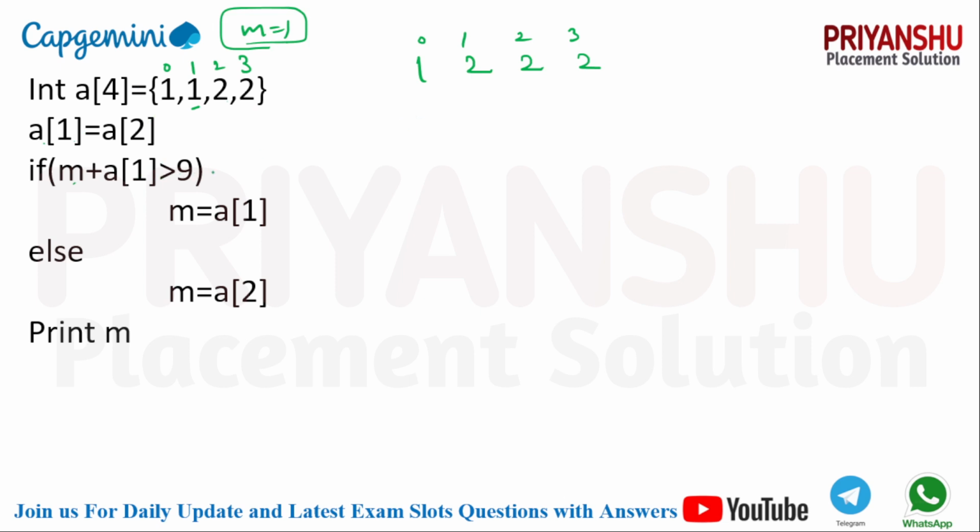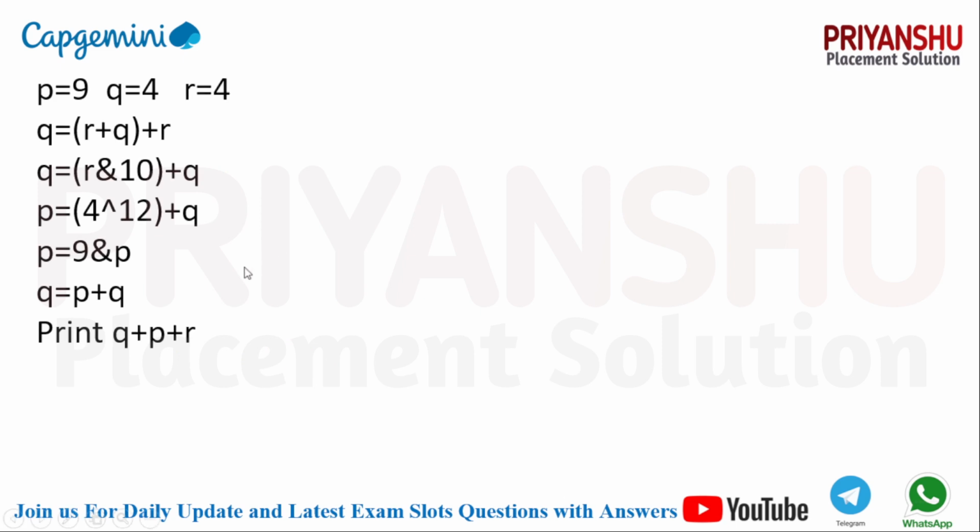Is 3 greater than 9? No, the condition is false. It will move to the else part. Now in the else part, m equal to a of 2. a of 2 is nothing but 2. So now the value of m is 2. Clear? So we got our answer, that is 2. Okay. Let's move to the next question, guys.